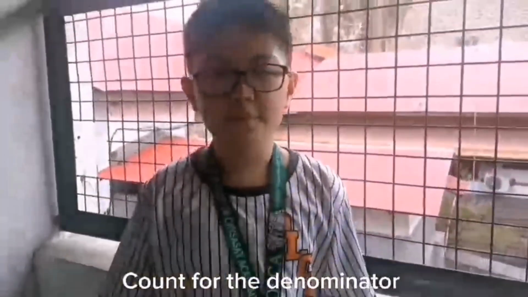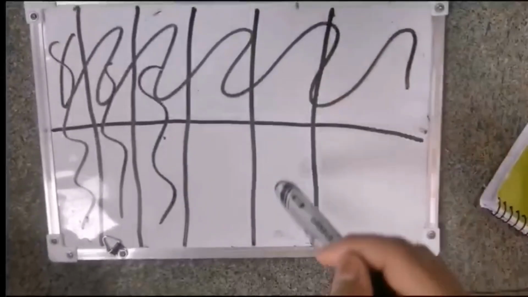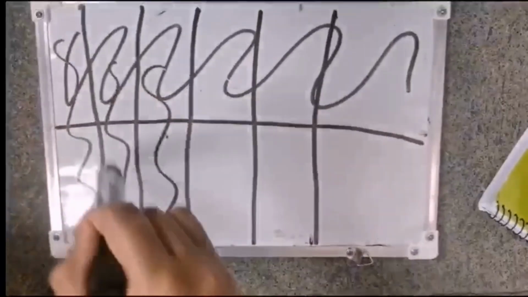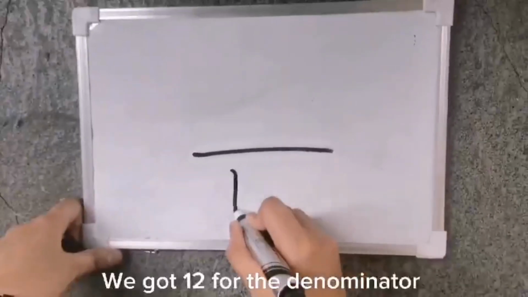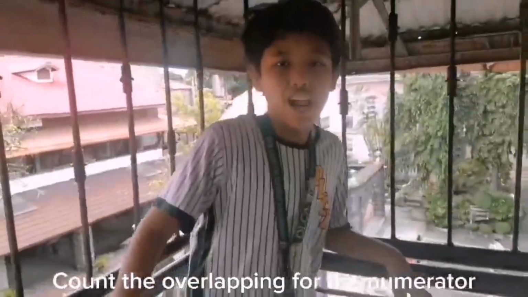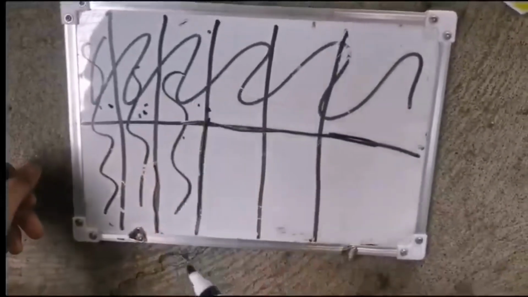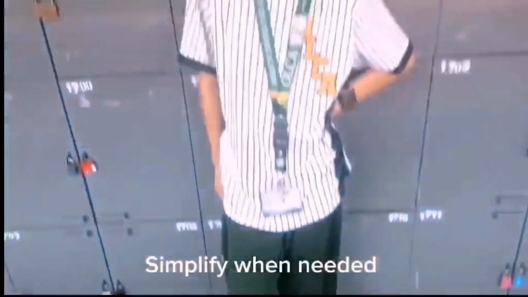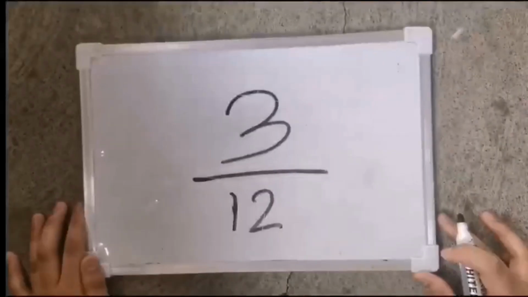Then count for the denominator. 2, 3, 4, 5, 6, 7, 8, 9, 10, 11, 12. Then count the overlap. 2, 3. Now you have the numerator. We need to simplify when we can. One of them is divisible by 3.